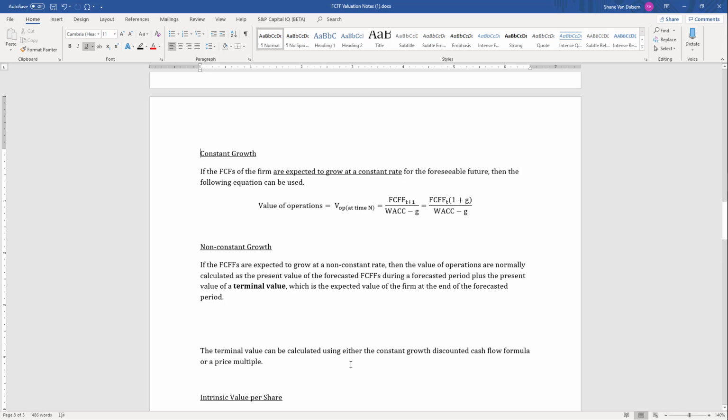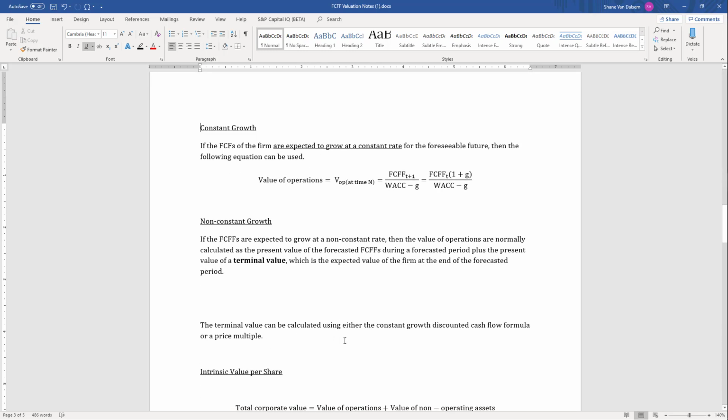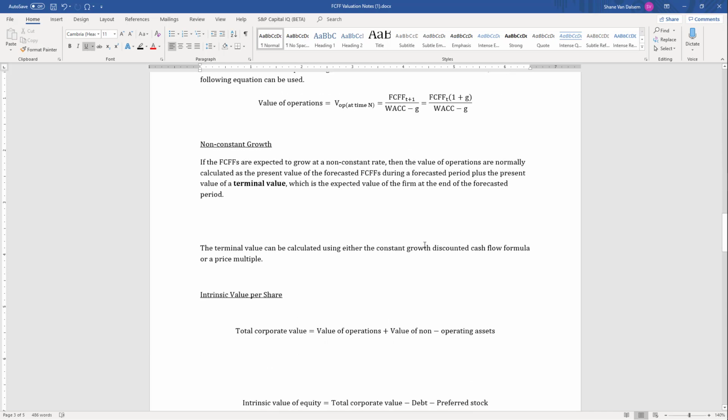And so if we use non-constant growth, so if the free cash flows to the firm are expected to grow at a non-constant rate, then the value of operations is normally calculated as the present value of the forecasted free cash flows during a forecasted period, plus the present value of a terminal value. So the terminal value is the expected value of the firm at the point at which the constant growth begins. The terminal value can be calculated using either the constant growth discounted cash flow formula or a price multiple. In the examples we're going to work, we're going to use the constant growth discounted cash flow formula.